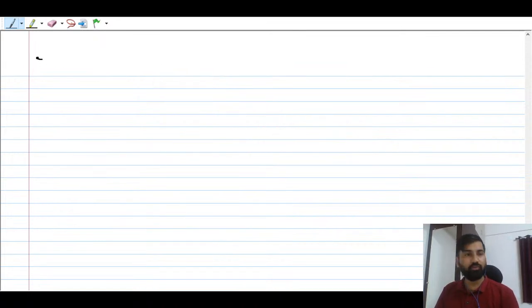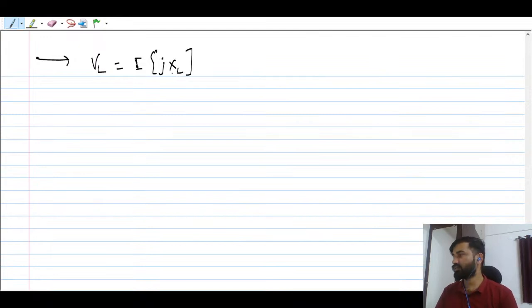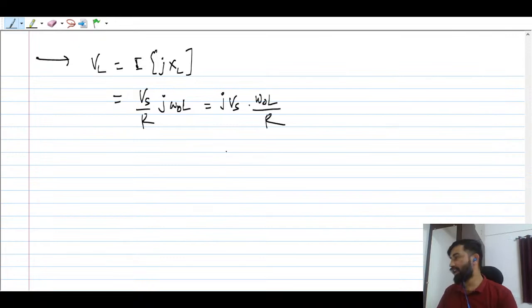So what will be the voltage VL? VL is written as current times jXL. What is I? I is nothing but Vs by R at resonance, and your XL is nothing but omega L, which is omega naught L. So you can write this as j Vs into omega naught L by R.